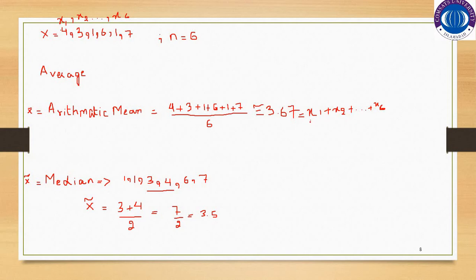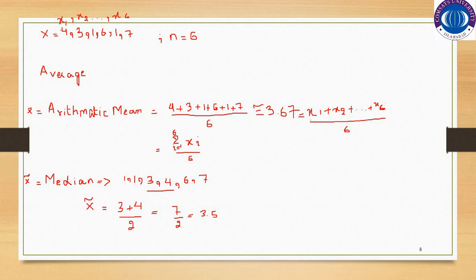So we will divide it by 6. This would be equal to summation i equal to 1 to 6 of xi divided by 6. So this is the way to represent the arithmetic mean.